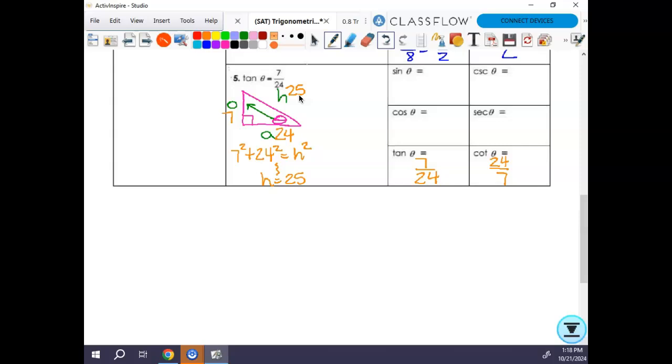See if you can do that. Just go fill it out and go. It would be 25. Good question, because sometimes with the Pythagorean theorem, we forget to take the square root, but no, it's actually 25. So this would give me 7 over 25.